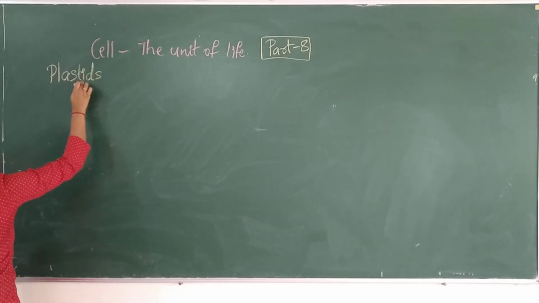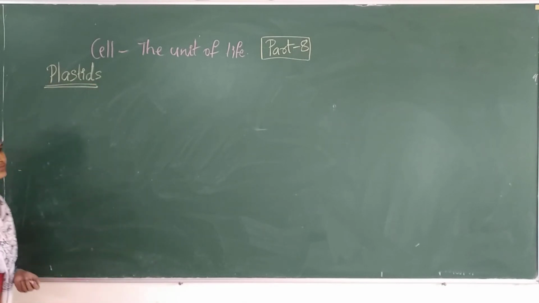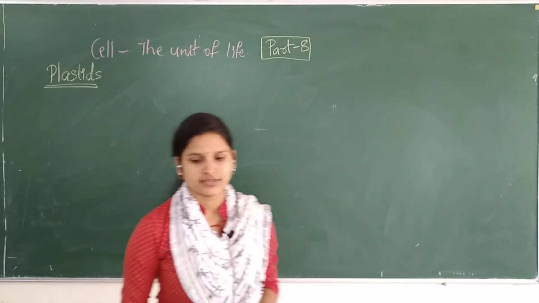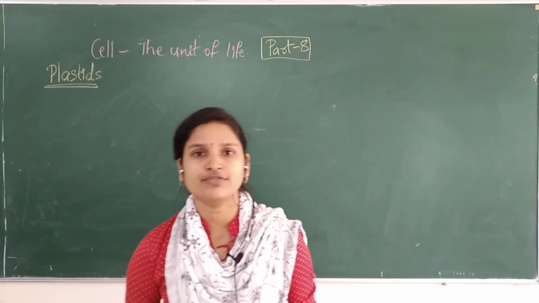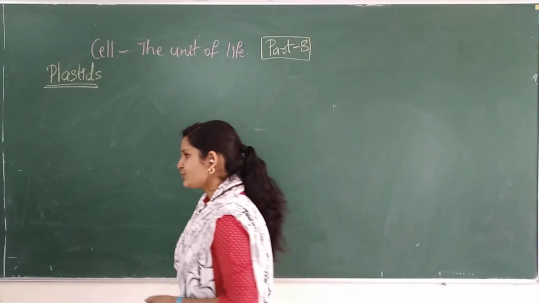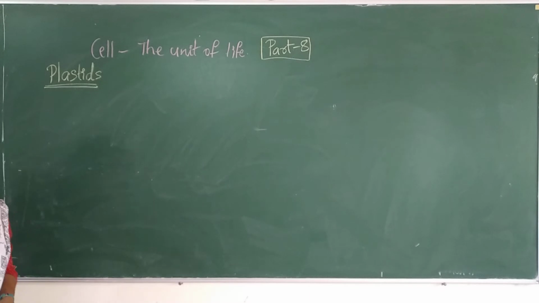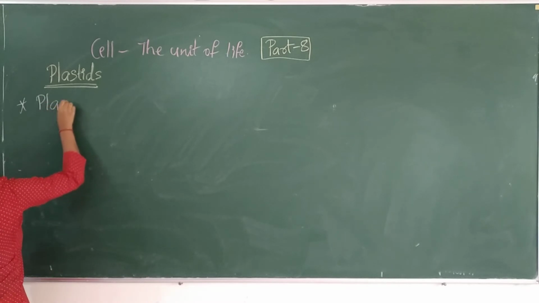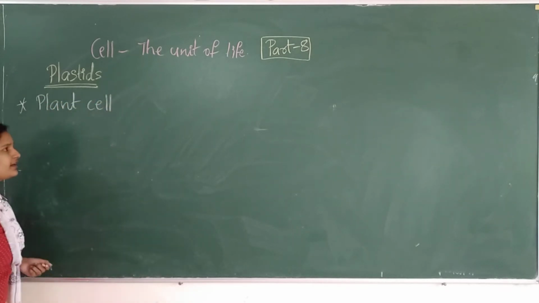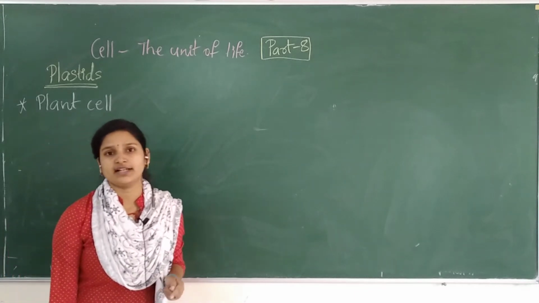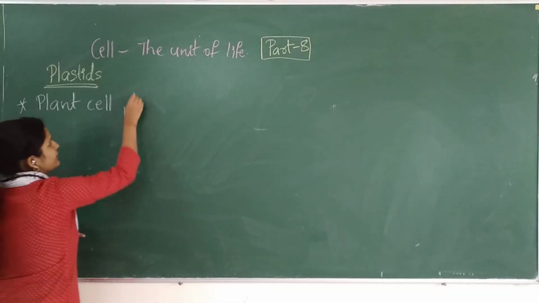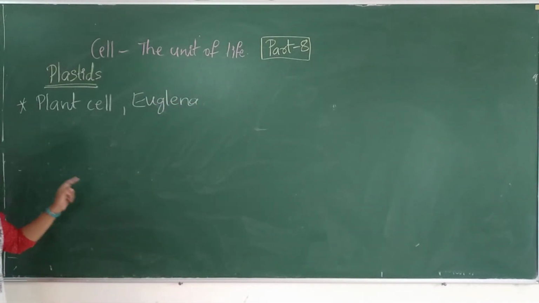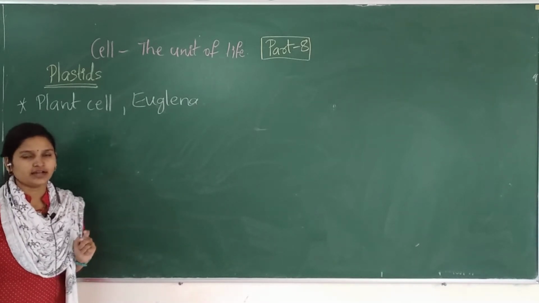So what do you mean by plastids? Whether it is related to plants or animals, where can we find these kinds of plastids? Very good. Plastids are the cell organelles which are mainly found in the plant cell, but absent in the animal cell. But in Euglena or euglenoids, these kinds of plastid structures are present in the cell.